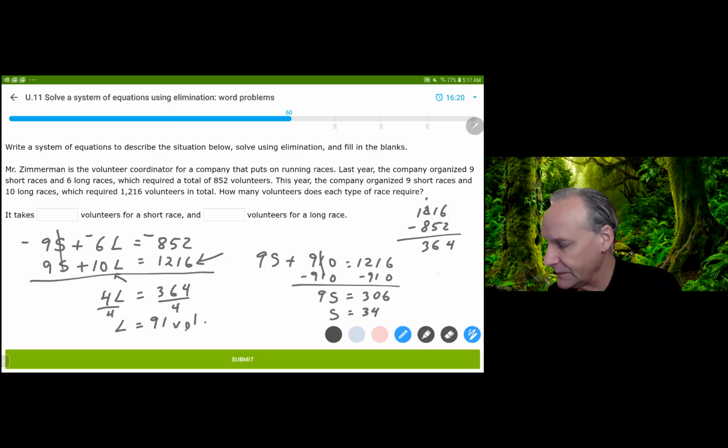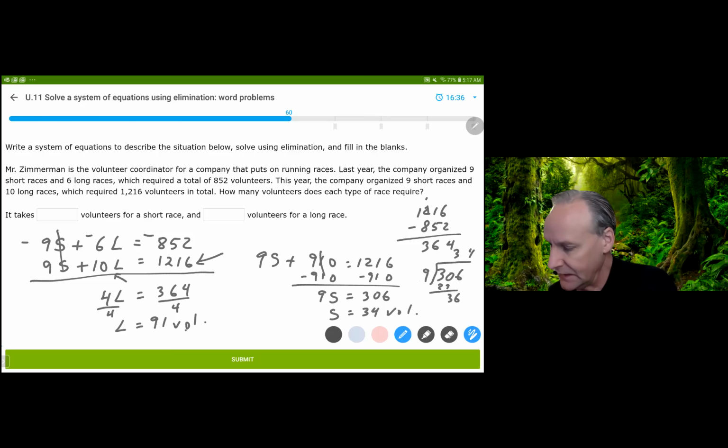If you need to see what I was doing, I'm just dividing 306 by the 9 on both sides. It goes in 3 times. We have a 3 left over and goes in 4 times. So we have 34 volunteers for the short races.